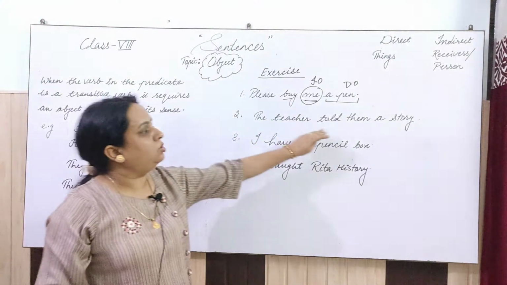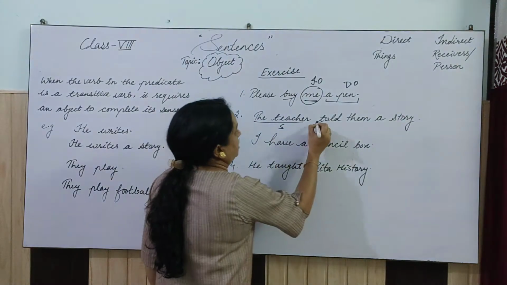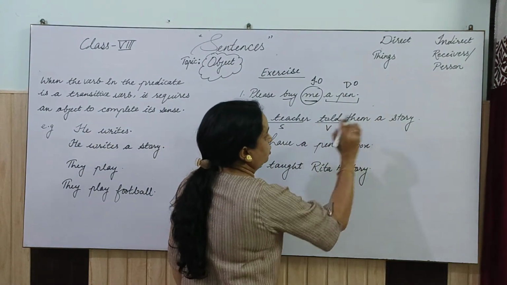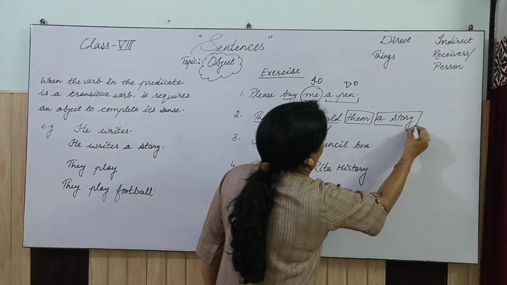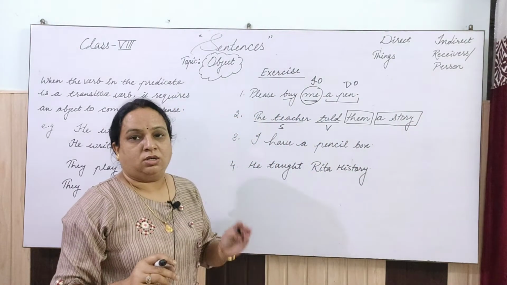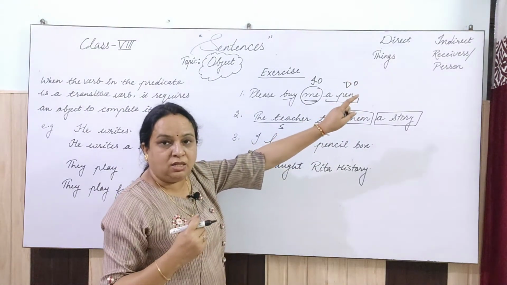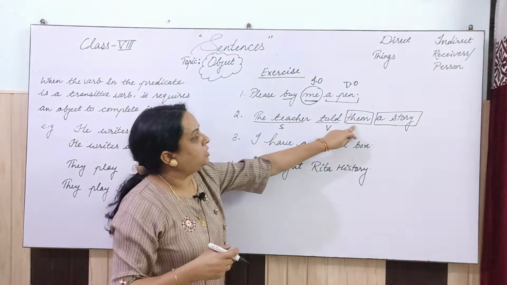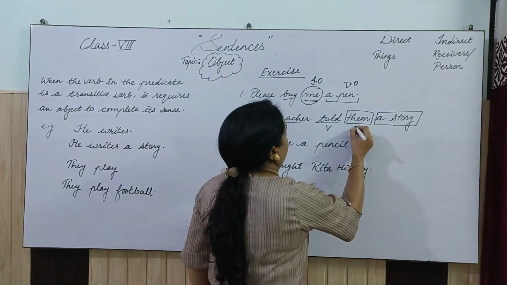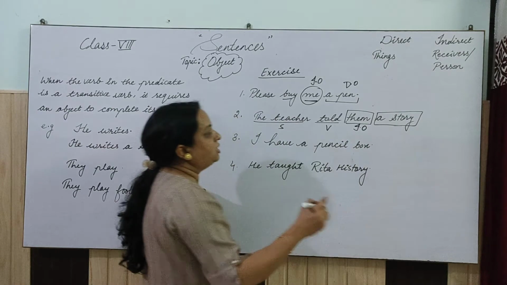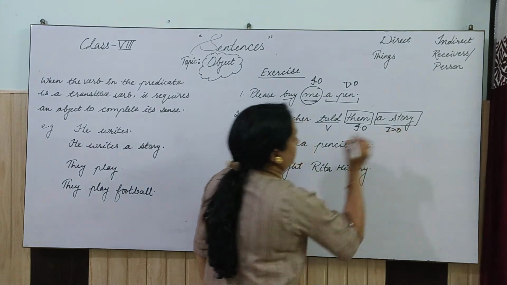The teacher told them a story. Now the teacher is subject, right? This is not object. Told is verb. Them and story. Now them, it is what? And a story, it is what? We have to see. Them is receiver. They will listen to the story when the teacher tells. So when the teacher told the story, them is receiver. So that is what? Indirect object. And what they get, that is the story. So that is what? Direct object.